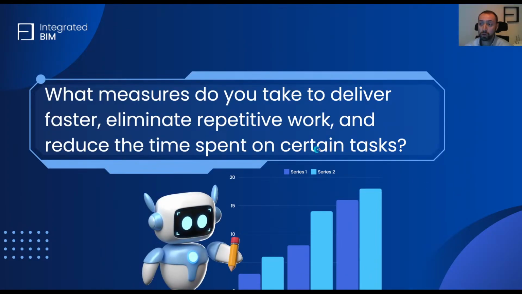So what measures do you take to deliver faster? I would like to understand more. What are you doing on your end to be able to deliver things faster? Do you have any methods, or do you develop any automations to deliver faster? Anyone from the audience? Okay, I'm not sure if we are having a few seconds delay. Let me just give a few more seconds.